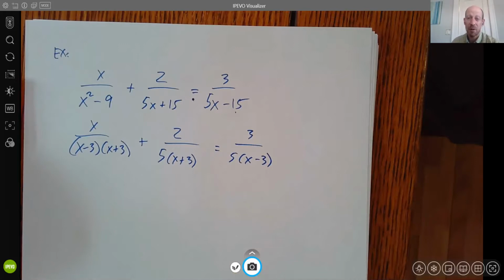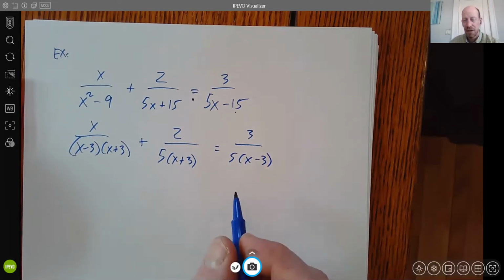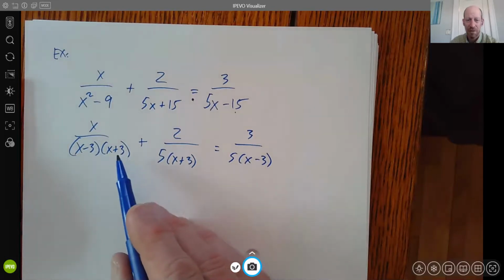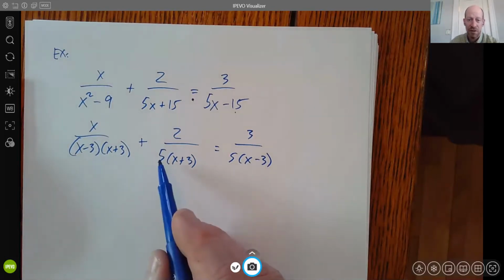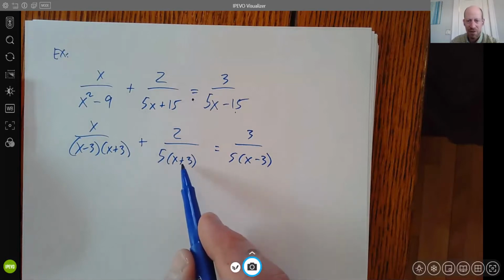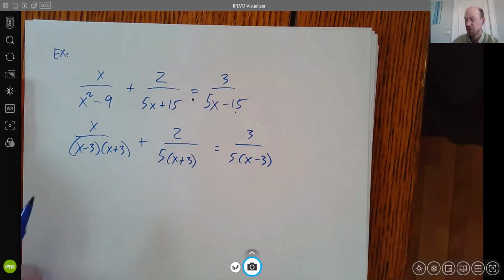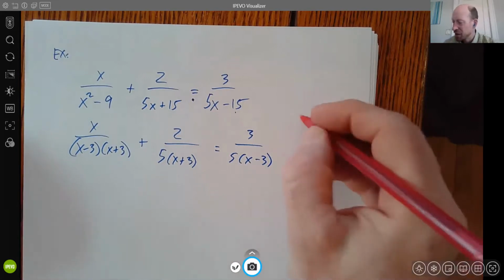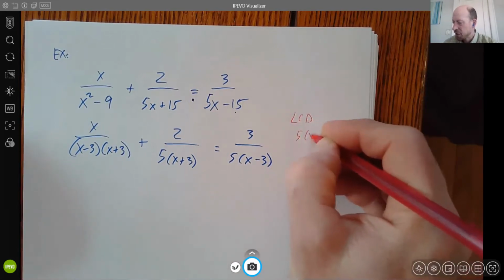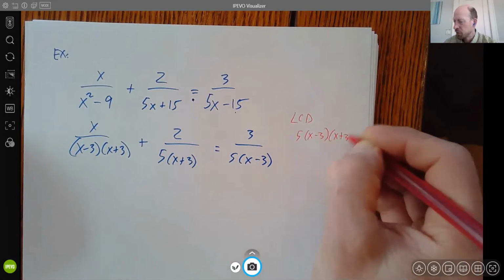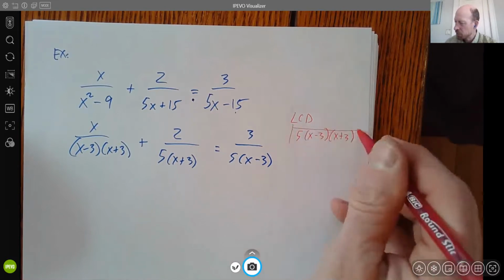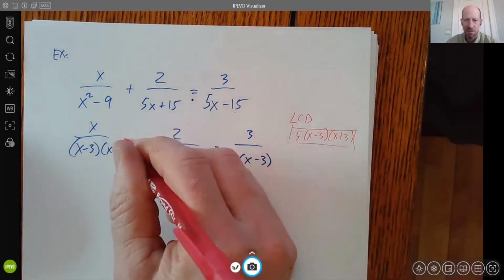And now I need to think about what's the common denominator, right? What factors are common to all of these? Well, I need a least common denominator, right? So it's got to have an x minus 3 and an x plus 3, because that's here. And it also needs a 5. I already have the x plus 3, and then I already have the 5 and the x minus 3. So my LCD is 5(x minus 3)(x plus 3). That is what I'm going to multiply by each of these pieces.